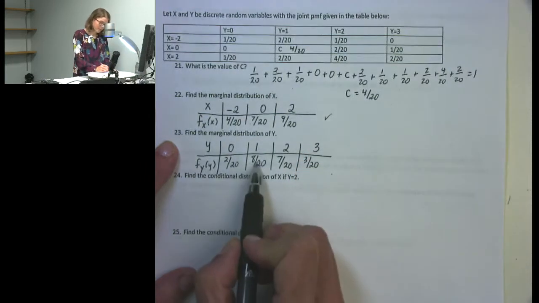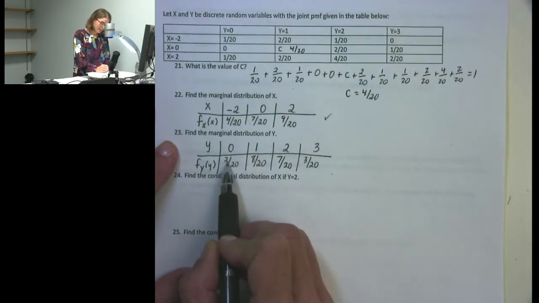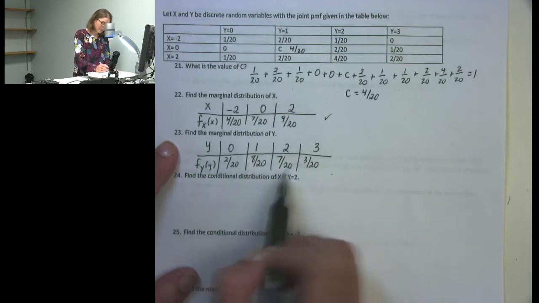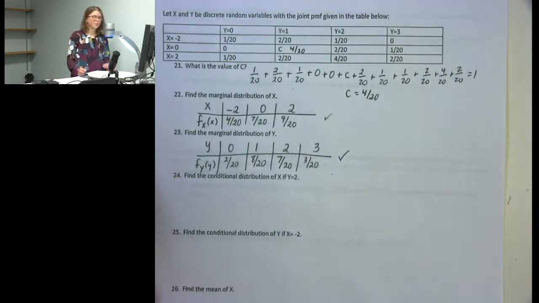And again, I should double check. 8 plus 2 plus 7 plus 3 is 20/20ths. That sums to 1, so that's a valid marginal distribution.